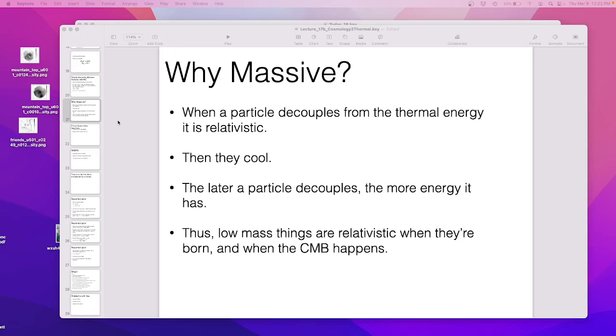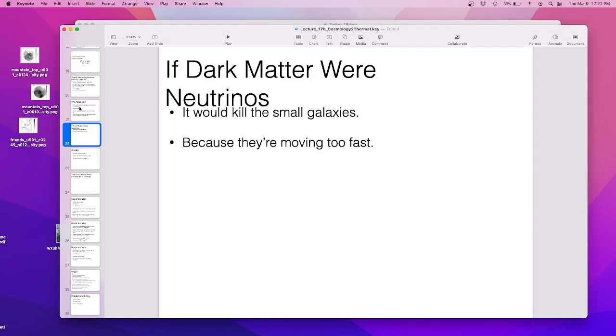We know that they don't interact with the electromagnetic force because we'd see it. That's what light is. We know they do interact with gravity. The only force that's left is the weak force. We need the weak force to produce the particles in the first place, and that's the only way we're going to see them. So weakly interacting is important too, as is massive, even though we haven't seen them.